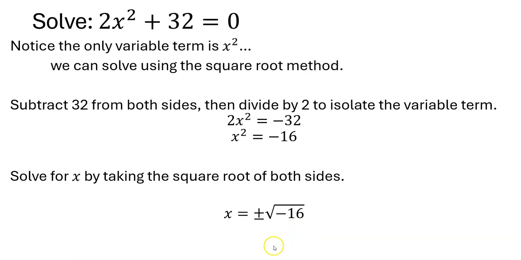If I have a negative under the radical, that's where my imaginary number comes from. So I'm going to end up with x equals plus or minus 4i, because the square root of 16 is 4, and a negative under the radical comes out as our imaginary value i.